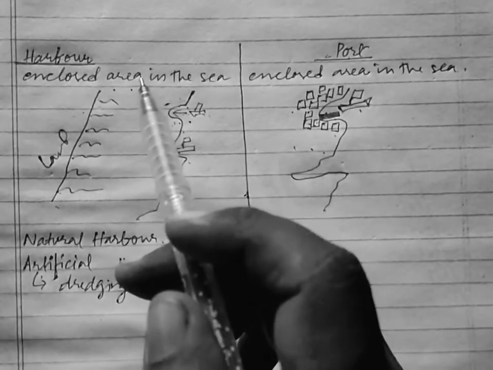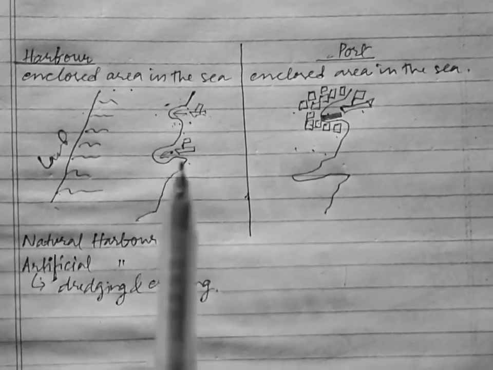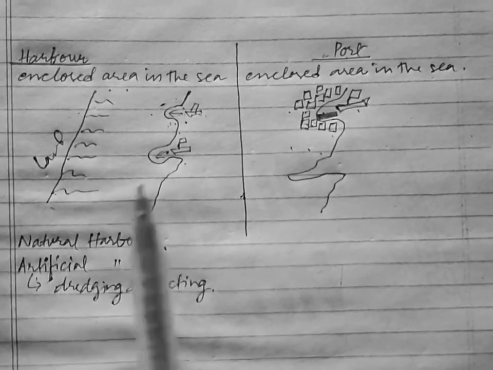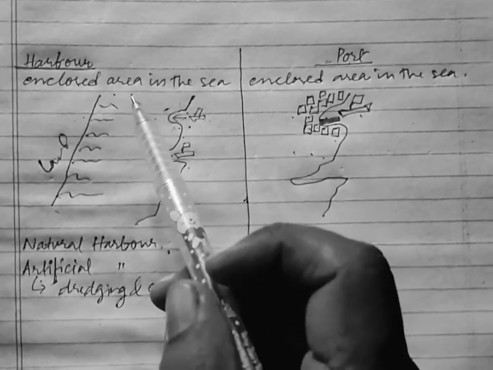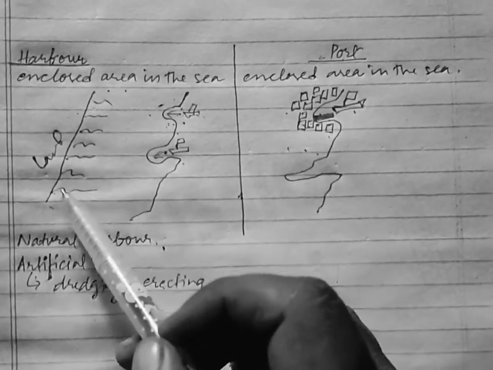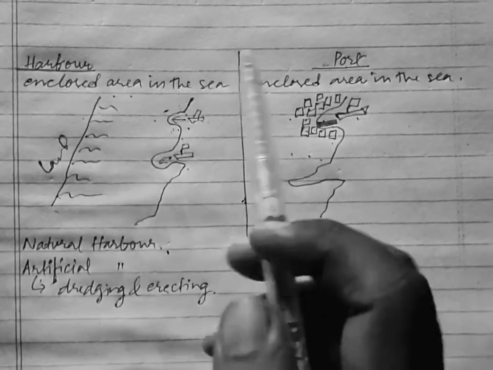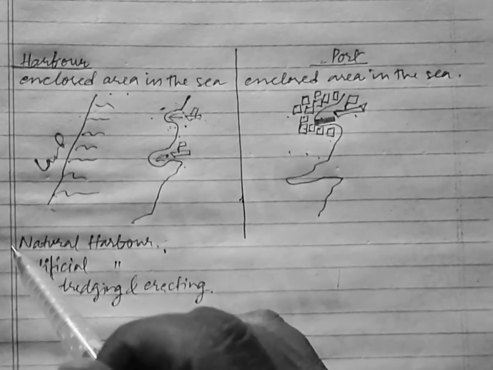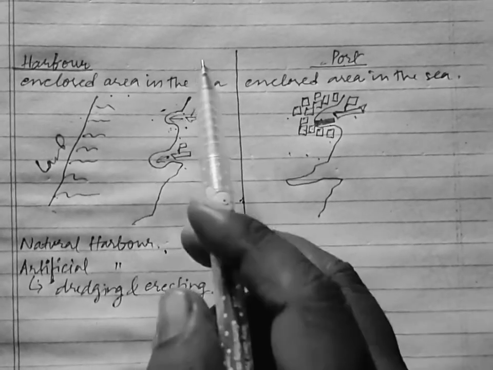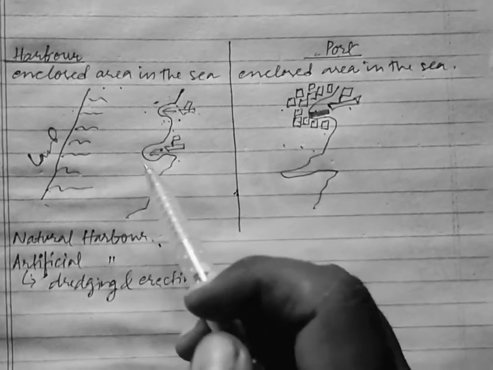Now both are enclosed areas in the sea, but the difference is what we are going to see now. If you see here in this diagram, this is the land, the coastal area. If it is a straight land, then the development of harbor and the port will not be there in those areas.